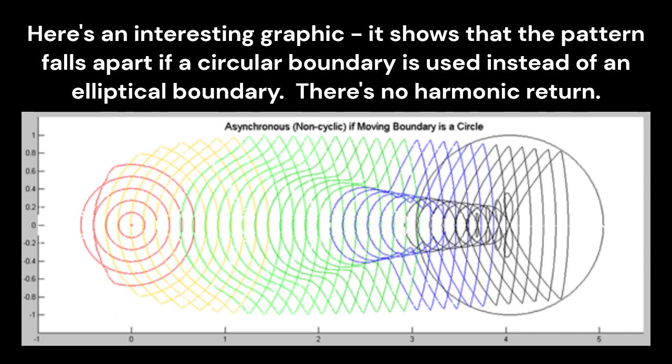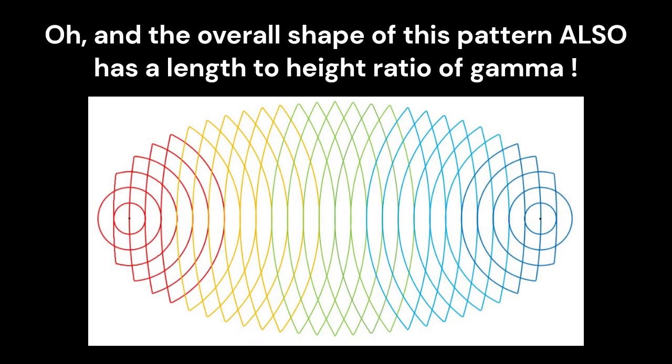Here's an interesting graphic. It shows that the pattern falls apart if a circular boundary is used instead of an elliptical boundary. There's no harmonic return. Got to have that elliptical boundary for everything to come back together. Oh, and one more thing I noticed, the overall shape of this pattern also has a length to height ratio of gamma. Don't know if that has any particular significance, but gamma seems to be everywhere.